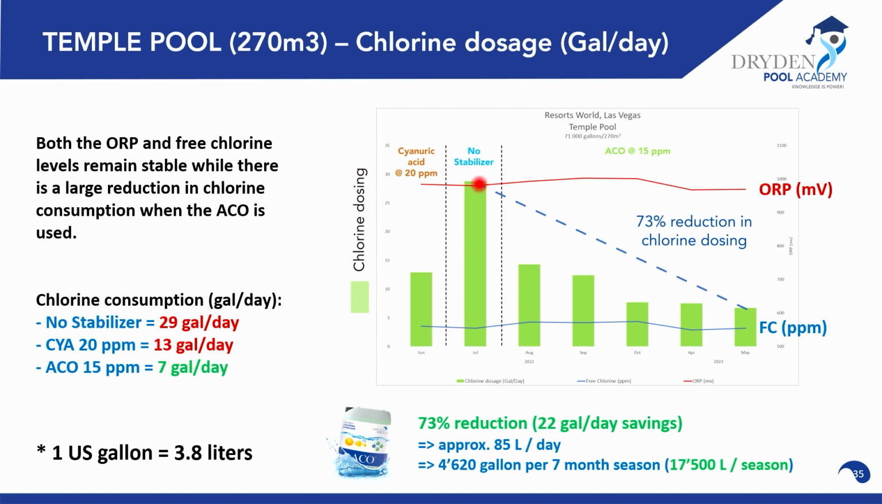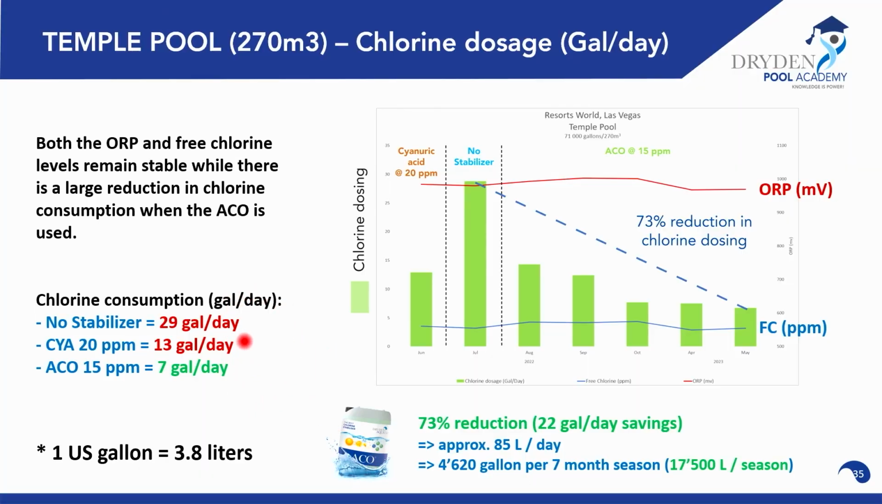Then we stopped that test and moved on to the non-stabilized pool. This consumed 29 gallons per day. And then after that, we went on to the ACO testing at 15 milligrams per litre. And we got to the same numbers, same consumption. Yeah, quite a good drop. So at 7 gallons per day.